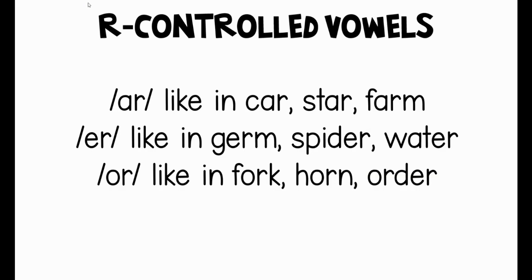And then vowel R or R-controlled vowels are sounds that are produced with the letter R following a vowel, and they make an unexpected or unreliable sound.